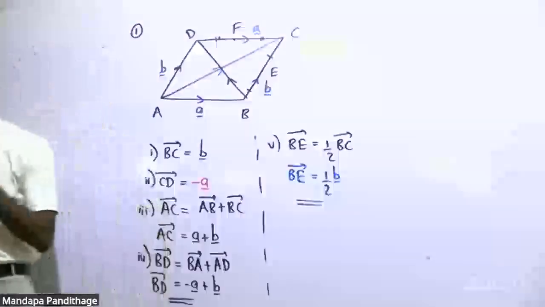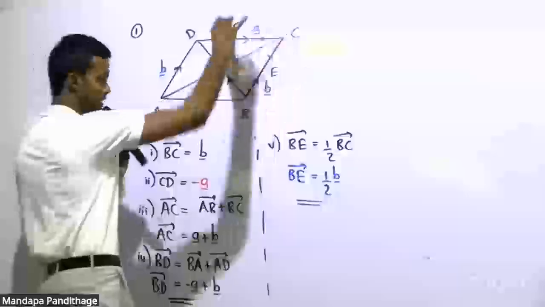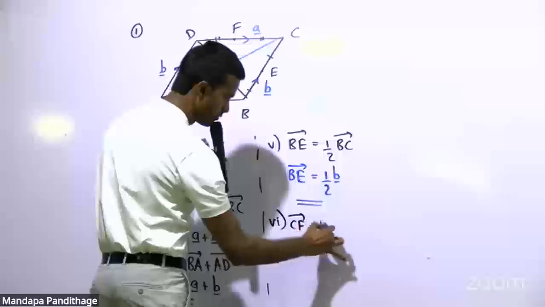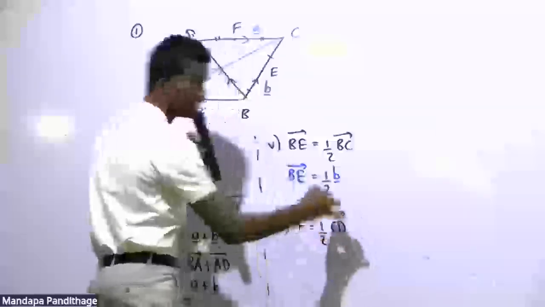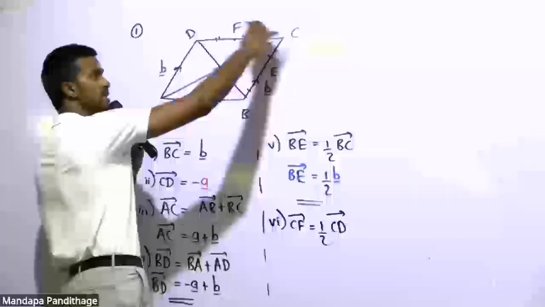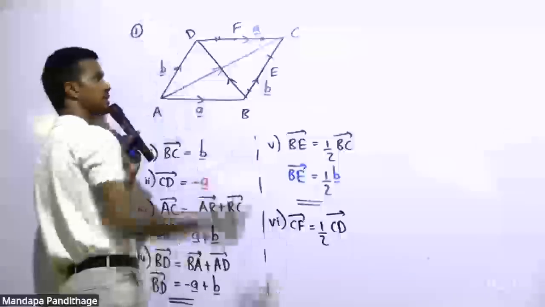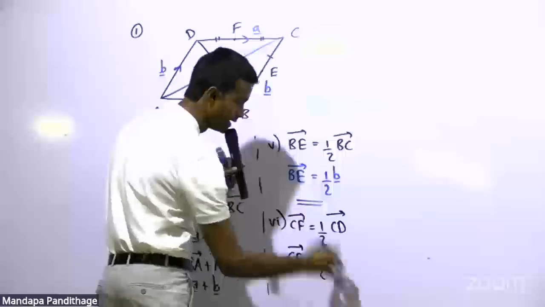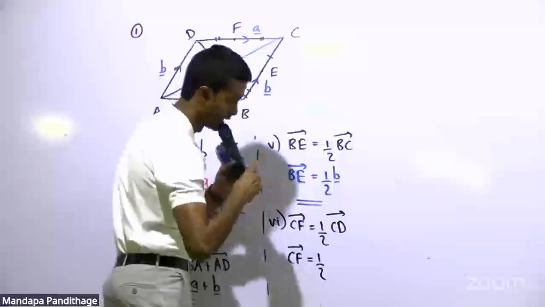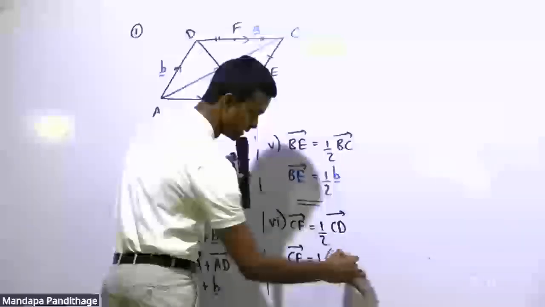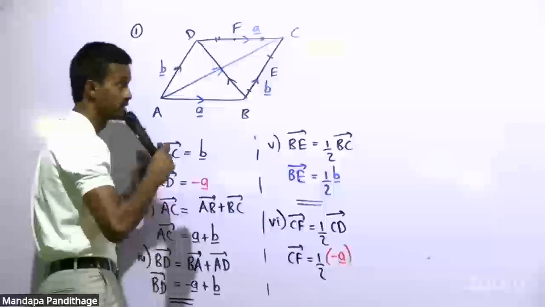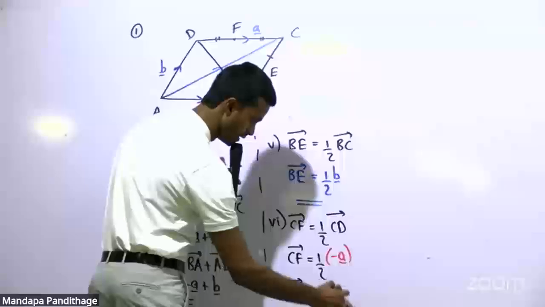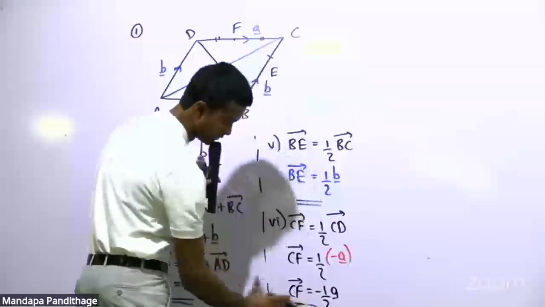Last one, CF. Same thing. Parallel vector CF can be written as half of CD, in the same direction. CF is half of CD. What is CD? CD is minus A. And then you have CF is minus half A. So this is how you take the vector addition.